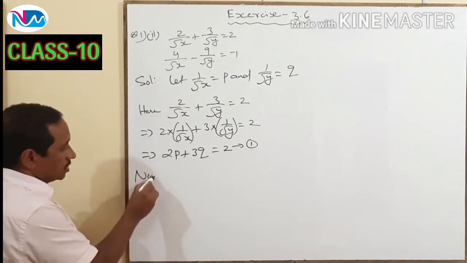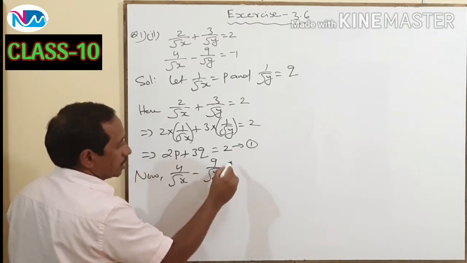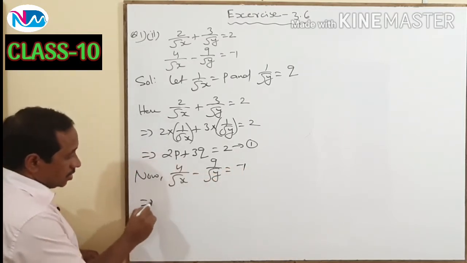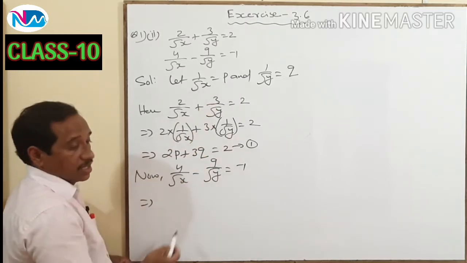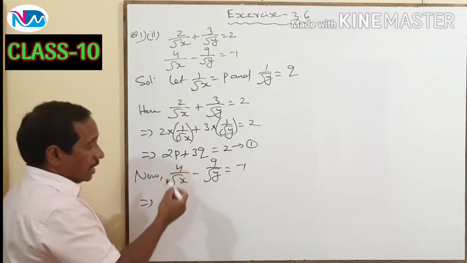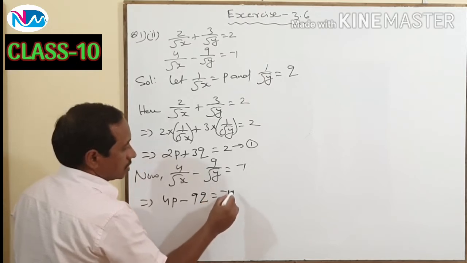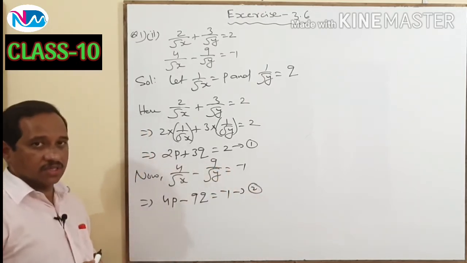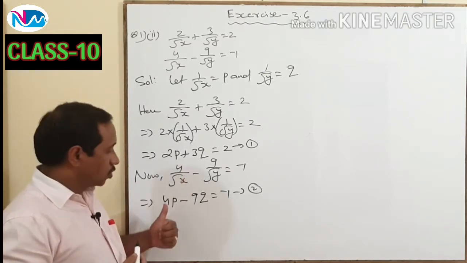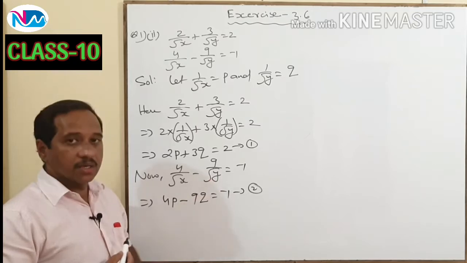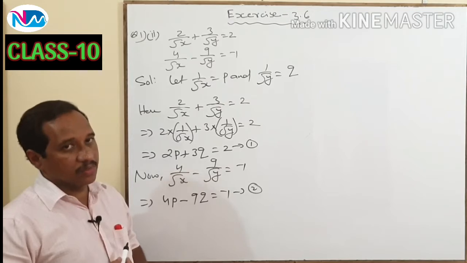Similarly, the second equation, 4 by root x minus 9 by root y is equal to minus 1, will be converted by the substitution 1 by root x is equal to p and 1 by root y is equal to q, and we get 4p minus 9q is equal to minus 1. This is given equation number 2. 4 by root x means 4 into 1 by root x, so 4p, and minus 9 by root y means minus 9 into 1 by root y, so minus 9q is equal to minus 1.